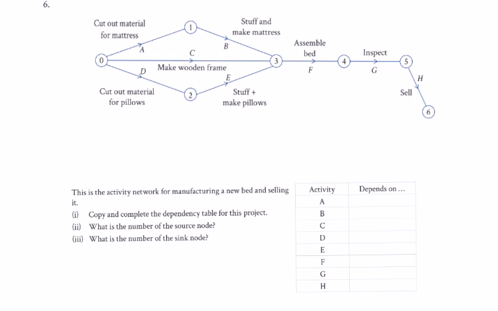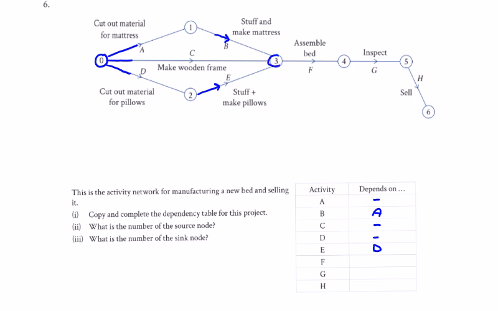So in number 6, we're asked to do the dependency table. So what depends on nothing? A, C, and D all depend on nothing. A, C, and D can happen at the start. B definitely requires A to happen. E requires D to happen.